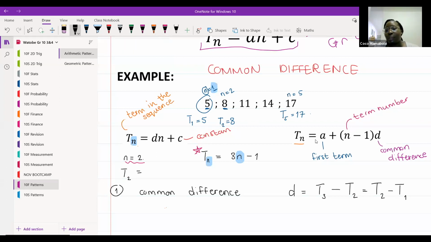We know that we're going to replace n with 2. So I'm going to have T2 is equal to 3, open brackets, 2 minus 1. 3 times 2 is going to give me 6, minus 1 is 5. So T2 is equal to 5. All right.